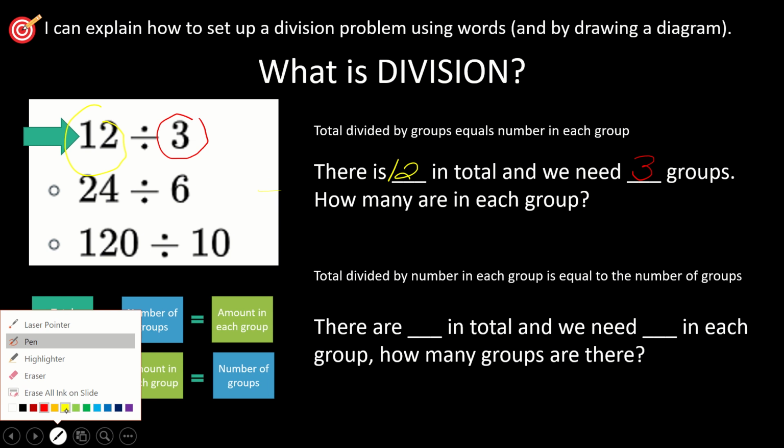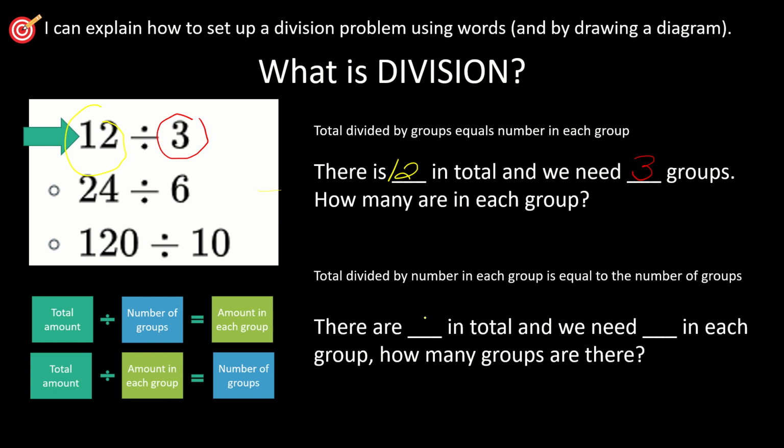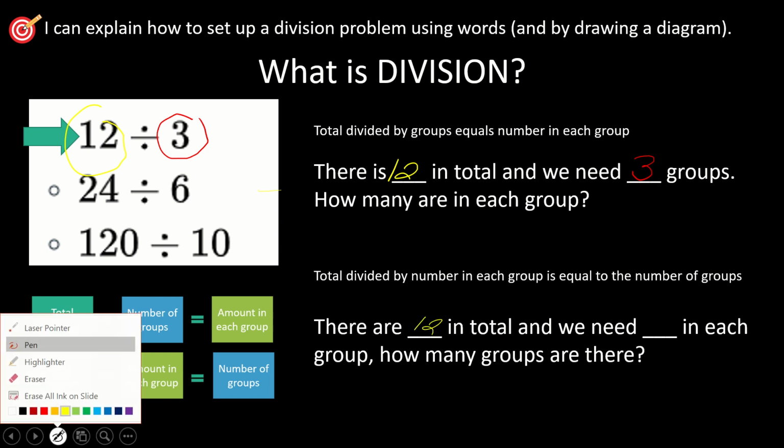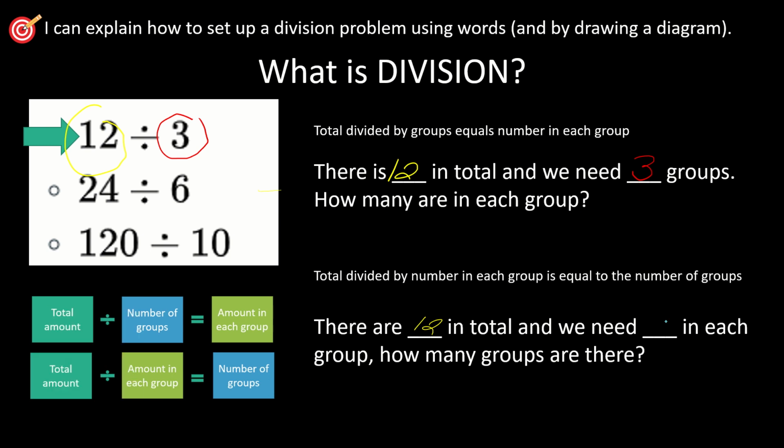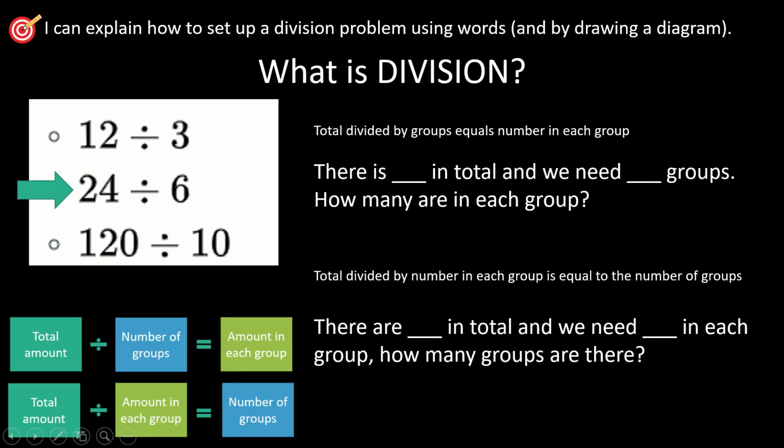But then we can also figure out if there are 12 in total, and we need 3 in each group, we could figure out how many groups there are. Right. So now if we do this, I'm going to go ahead and pause the video here and see if you can figure out how I'm going to fill in these 4 blanks. I'm going to give you some hints here if you're a little stuck.